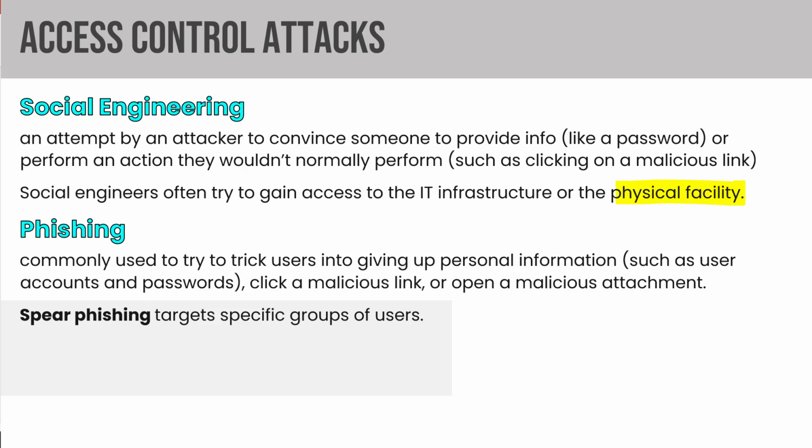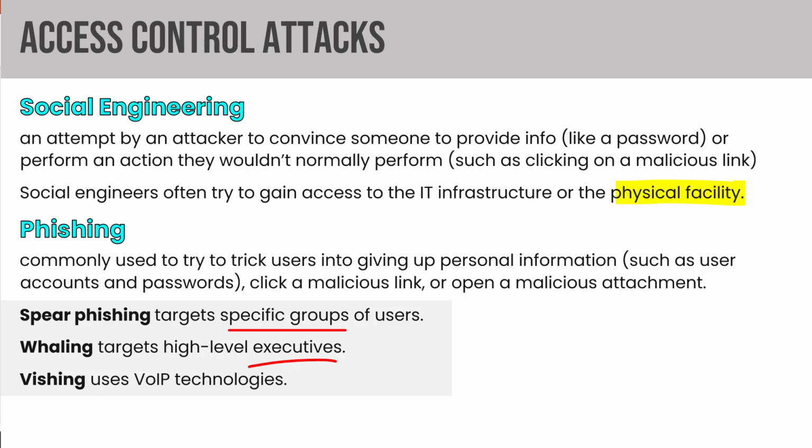You have spear phishing, which targets specific groups of users. And spear phishing attacks tend to be a little more sophisticated. Often you'll find that the attacker's done some research and they've created a malicious email that seems a little more realistic. Whaling is an attack that targets high-level executives, so high-value targets. Vishing uses VoIP technology, so voice-based. But phishing is really like the number one cyber attack most years, so know these three variants for sure.